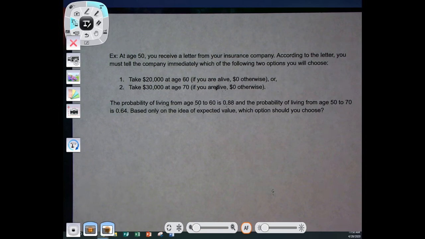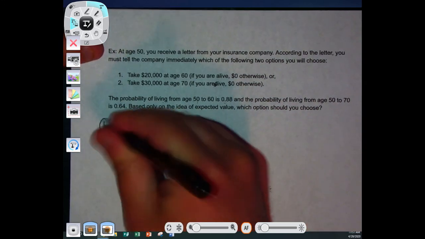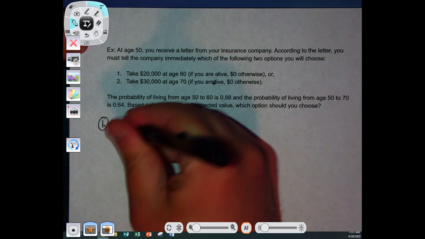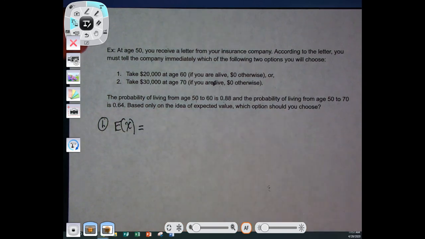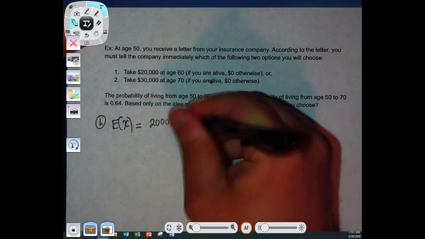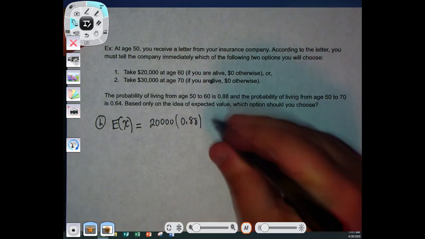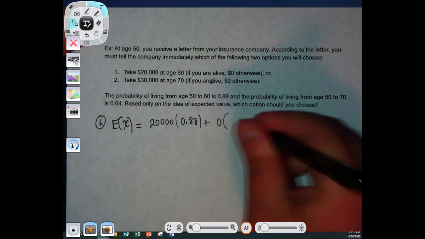Okay. So we know the probability of living from age 50 to age 60 is 0.88, and the probability of living from age 50 to age 70 is 0.64, based only on the idea of expected value. Which option should you choose? Okay. Well, so for option 1, to find the expected value, it's going to be 20,000 times the probability of you living to age 60, which is 0.88, plus 0 times 0.12.